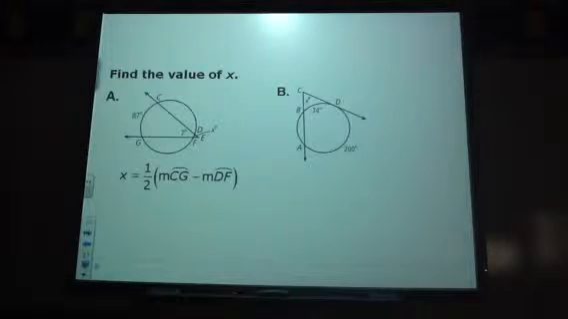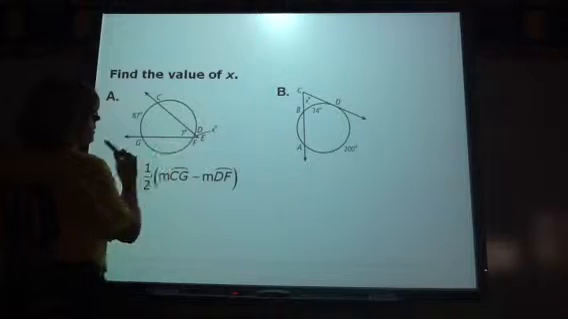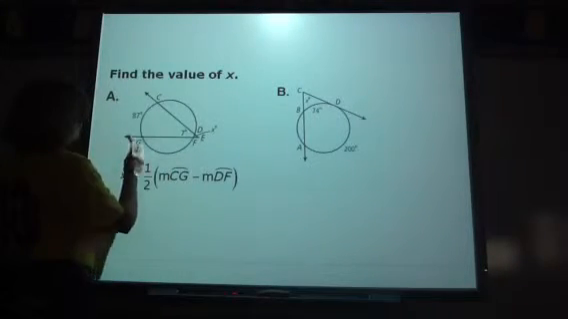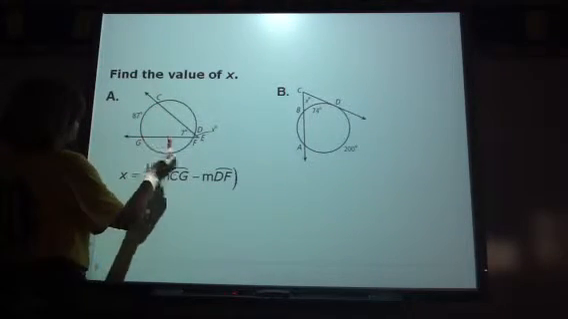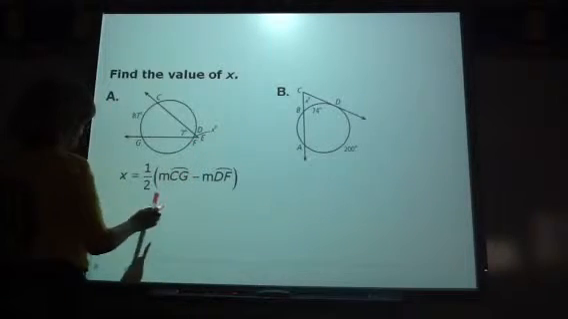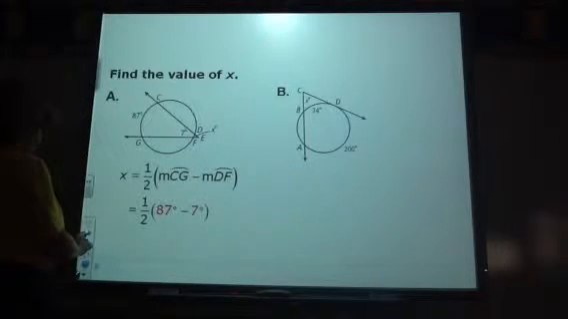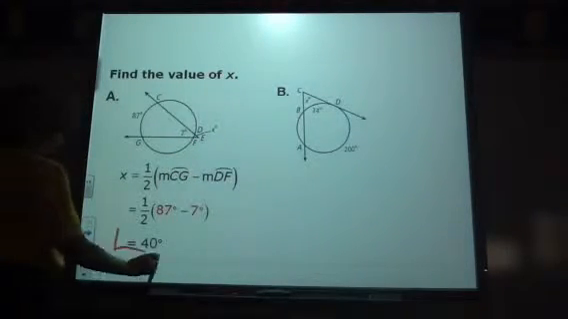Okay, so we're trying to find the value of x, and that is the measurement of that exterior angle. So what we can do is take 87, subtract 7, and then take half of that, and we'll get the measurement of that angle, which is 40 degrees.